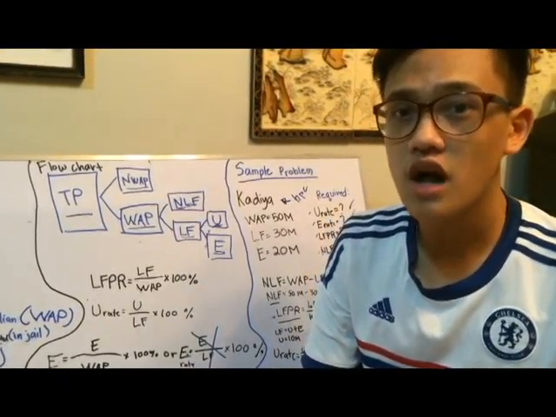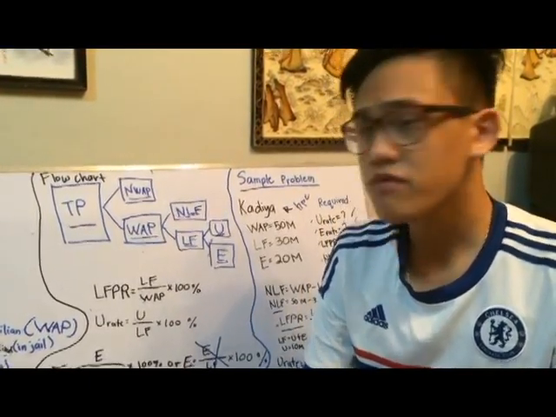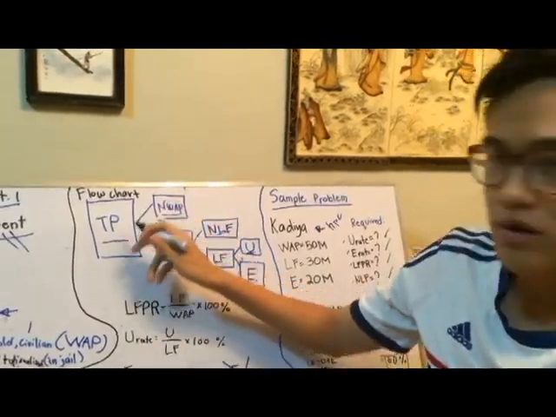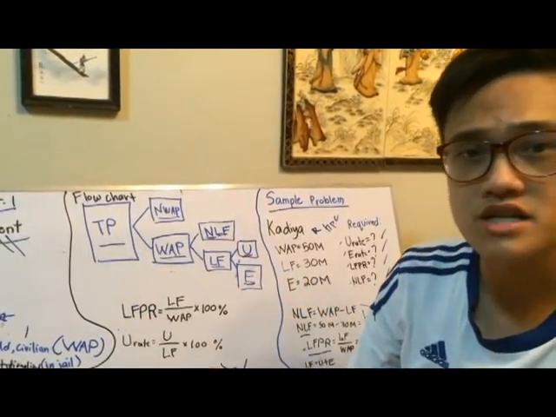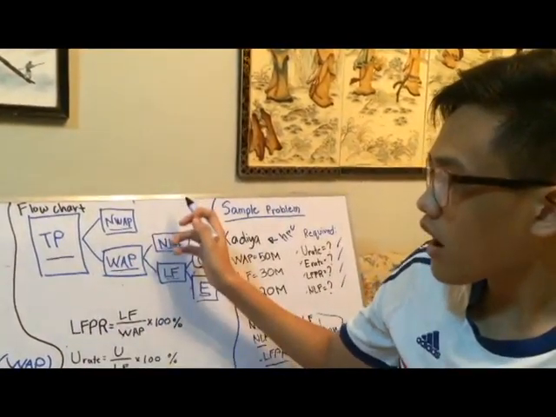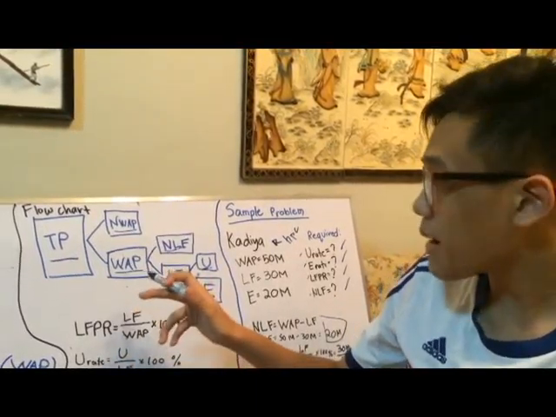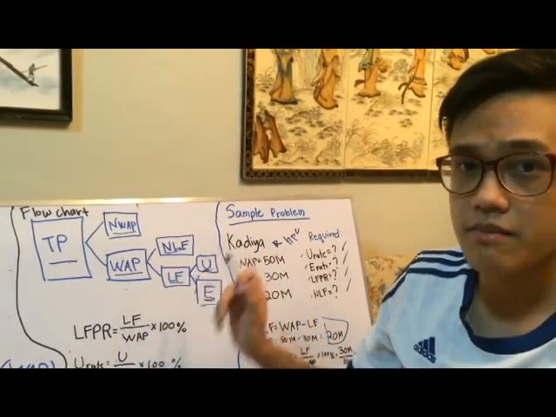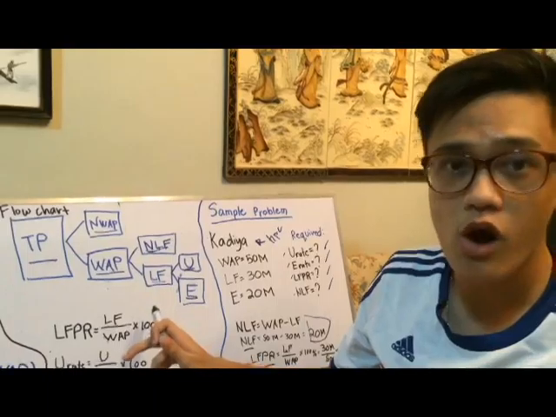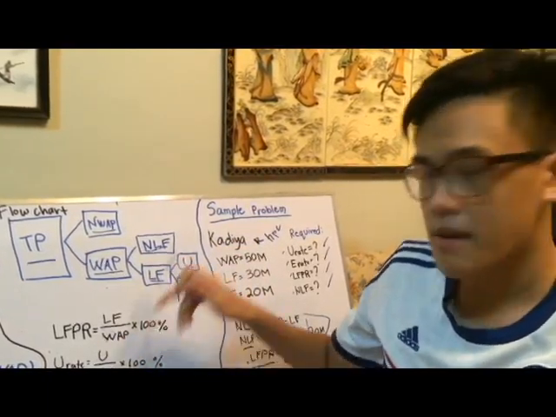To further enhance our knowledge, we make a flowchart. In the flowchart, we have the total population, and under the total population would be the NWAP and the WAP, and under the WAP would be the non-labor force and the labor force, and under the labor force would be, obviously, the unemployed and the employed.